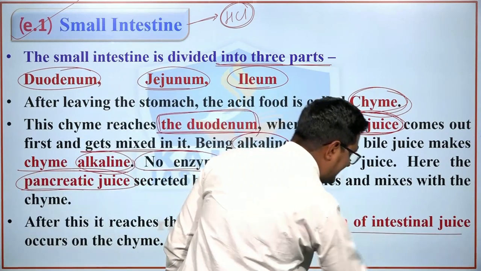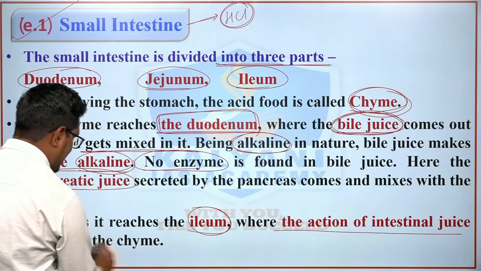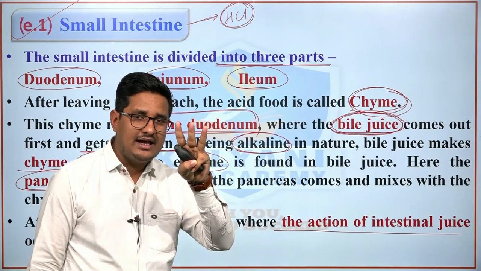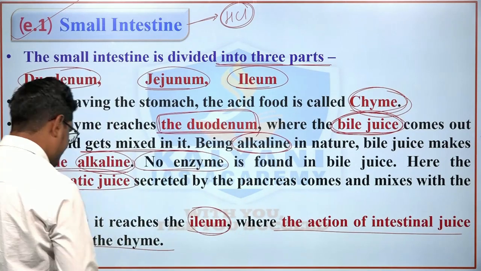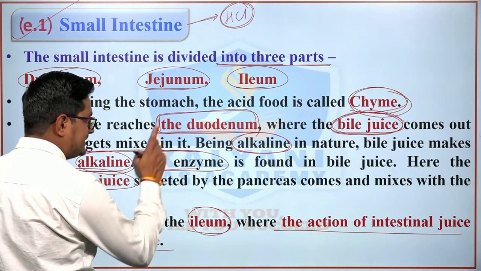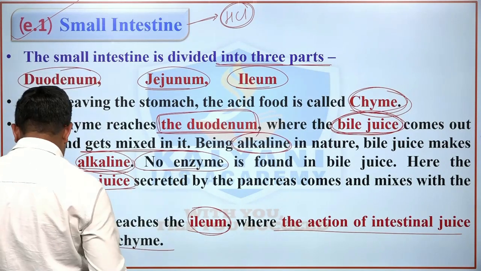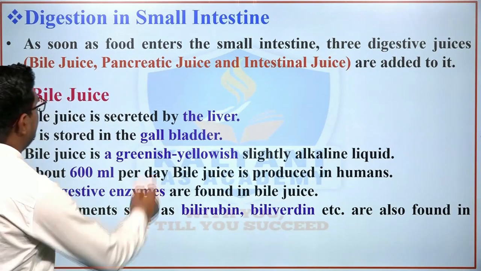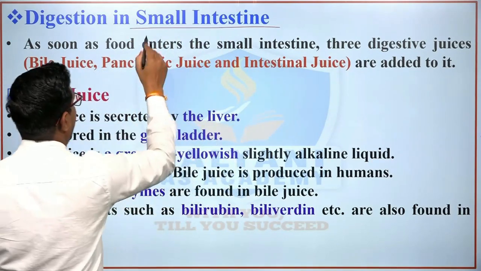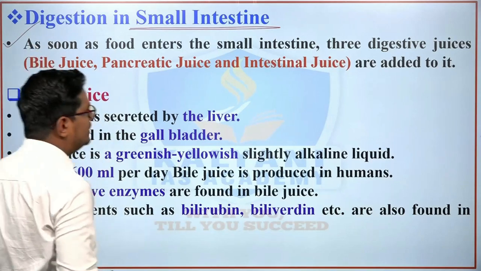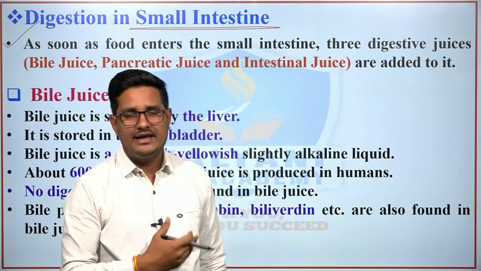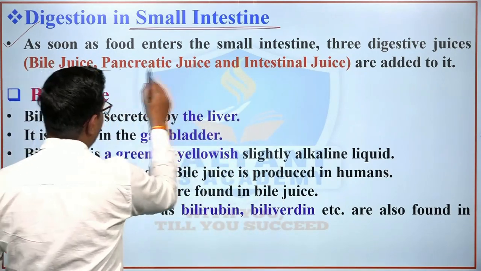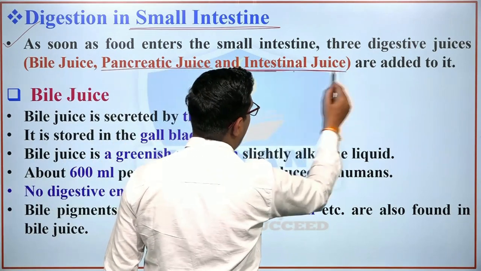Where the action of intestinal juice occurs on the chyme. So, यहाँ पर जो small intestine है, इसमें three juices क्या होते हैं? Get mixed होते हैं, right? Three juices get mixed, right? The first is bile juice, then second is pancreatic juice, and third is intestinal juice, right? Now understand the digestion in small intestine. See, as soon as the food enters the small intestine, or we can say that as soon as the food enters the duodenum, three juices, bile juice, pancreatic juice and intestinal juice are added to it.